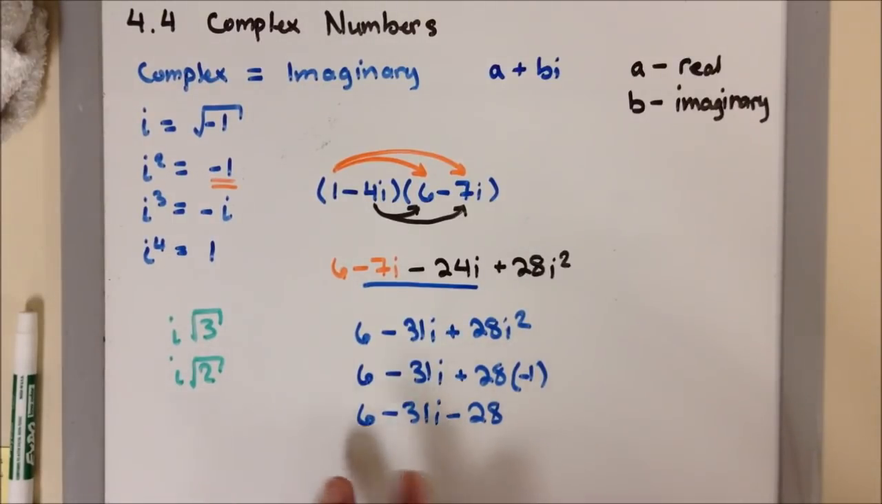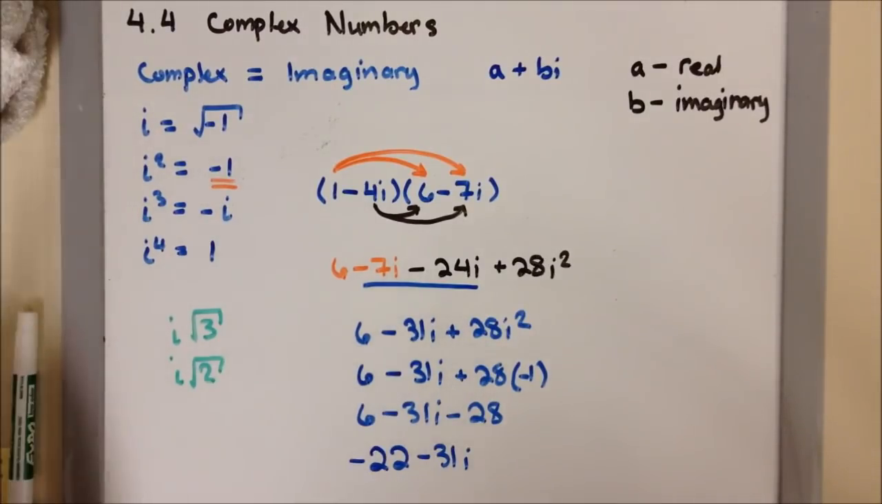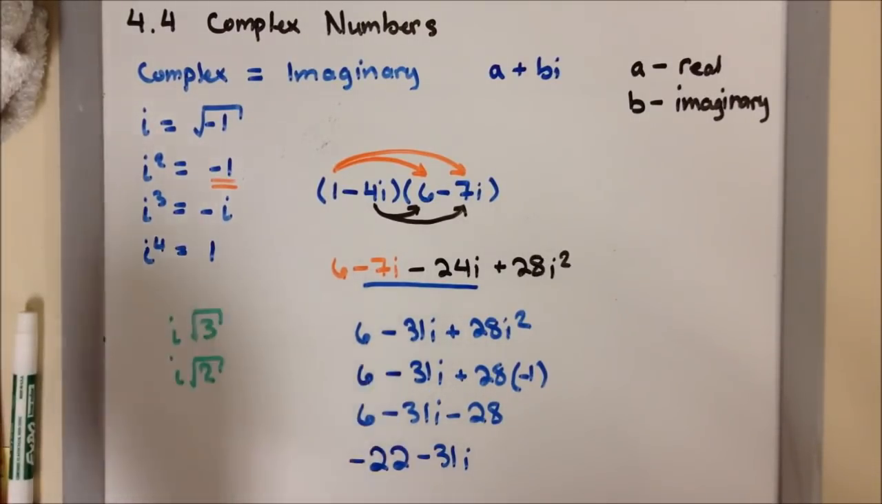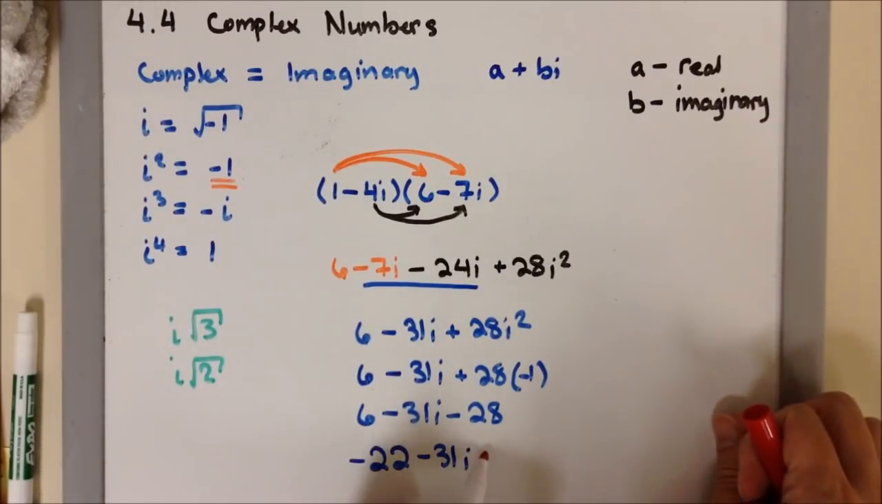Next, I'm going to combine my real numbers. So 6 minus 28, that will become negative 22. And I bring down minus 31i. So that's my final answer. There's nothing else I can do to the negative 22 nor the minus 31i.